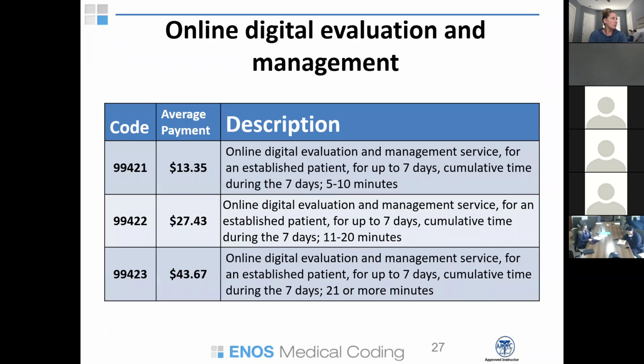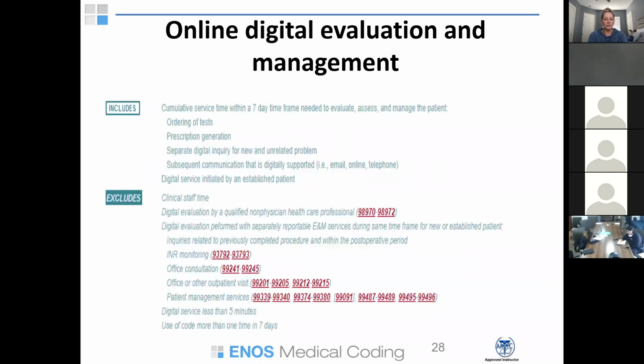The codes for the online digital evaluation and management will now include telephone as well. And those are also for a period of up to 7 days cumulative time. So those can be by physicians or other qualified healthcare providers. And they are cumulative service time within a 7-day time frame to evaluate, assess, and manage the patient. It could include ordering tests, prescription generation, separate digital inquiry for new and unrelated problems, subsequent communication that is digitally supported, such as email, online, or telephone, and digital services initiated by the patient.